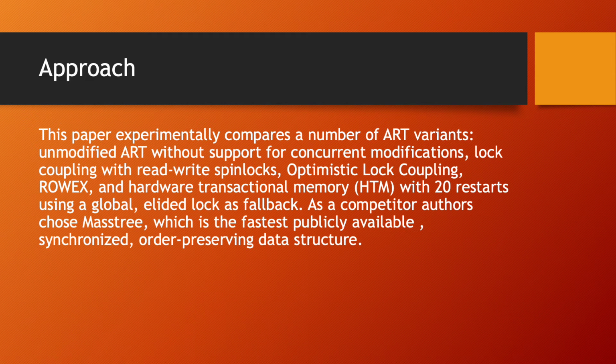This paper experimentally compares a number of ART variants: unmodified ART without support for concurrent modifications, lock coupling with read-write spin locks, optimistic lock coupling, ROWEX, and hardware transactional memory with 20 restarts using a global elided lock as fallback. As a competitor, authors chose Masstree, which is the fastest publicly available synchronized order-preserving data structure.